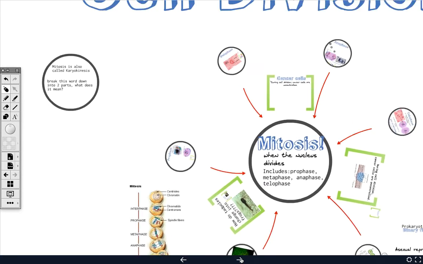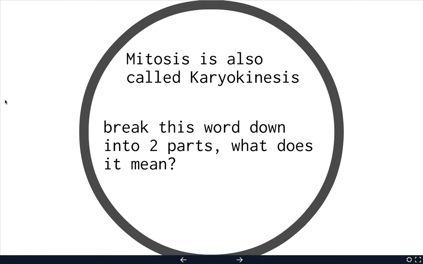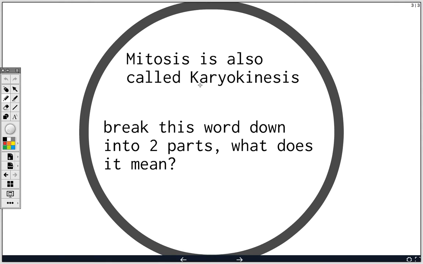So after interphase comes something called mitosis. Mitosis is also called karyokinesis. Karyo, breaking that word down into two parts. Karyo means nucleus, and kinesis means to split.